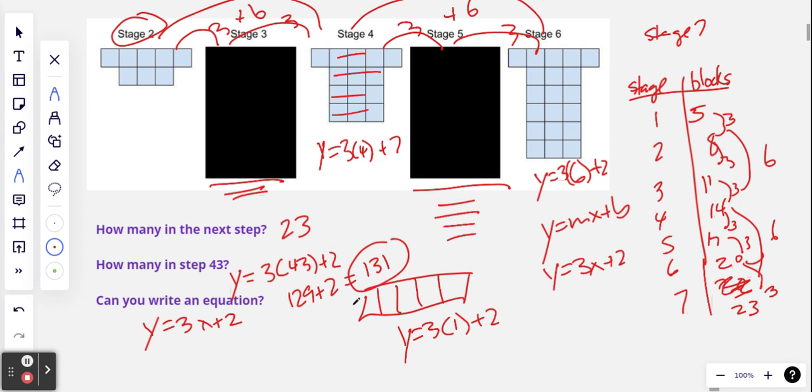Well, how did that go for you? In the end, this was another linear pattern, and we've seen many of those before. It was just a little trickier getting there. So did you get 23 for stage 7? Did you come up with this equation? Let me know. Thanks, everybody.